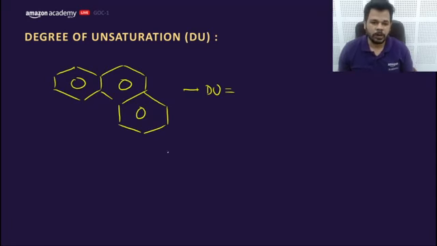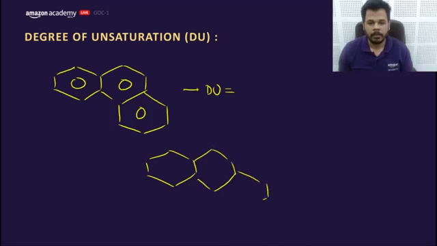Let's draw it in the other way. You need to drop a double bond at every alternate position. I'll come to know the DU would be what? 7 plus 3. That means 10.